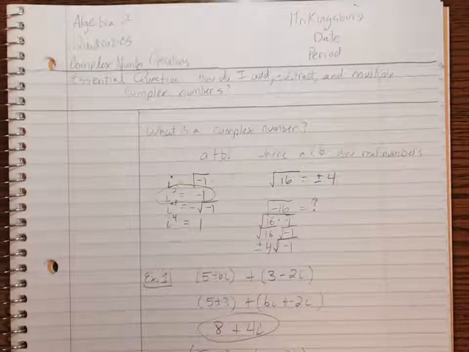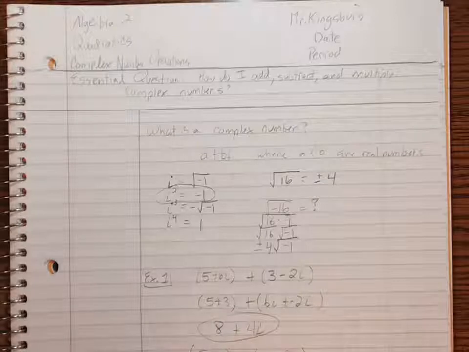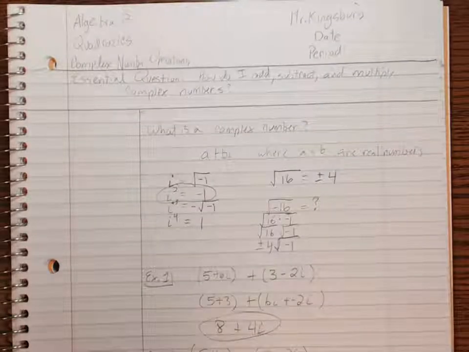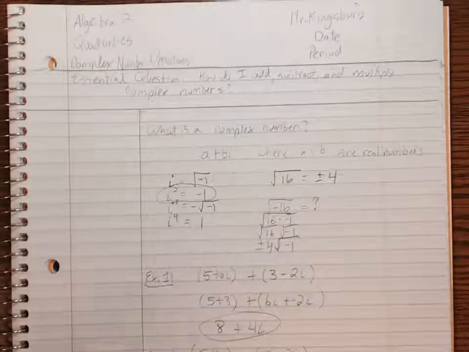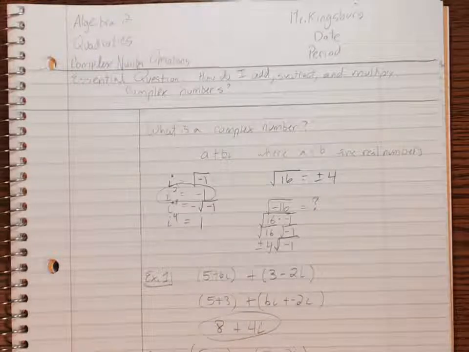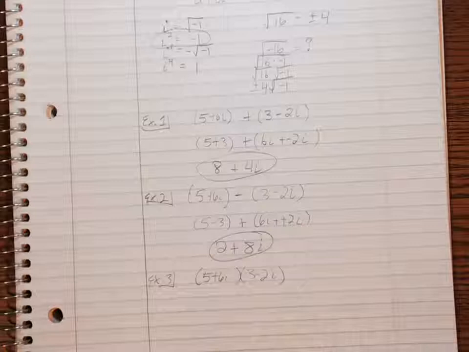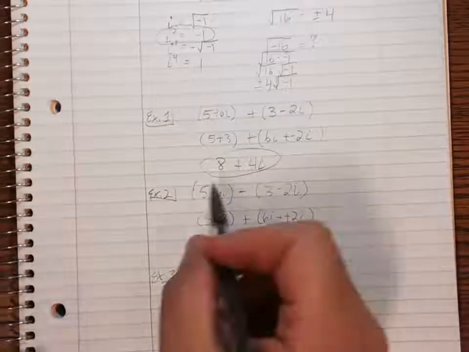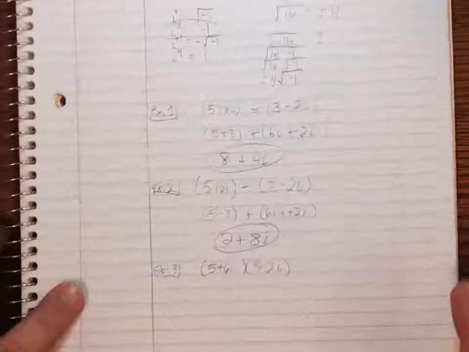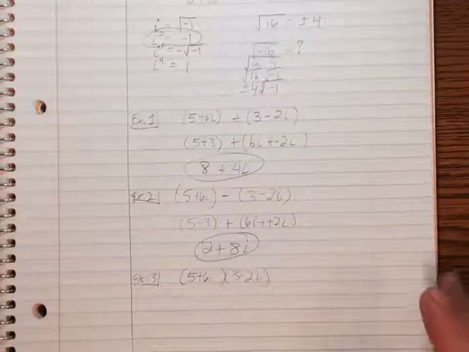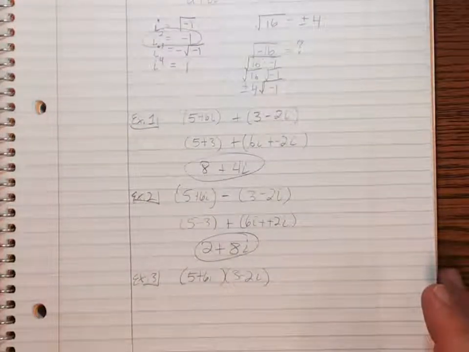What if I wanted to multiply 5 plus 6i and 3 minus 2i? And the answer is, I just realized that you can't see what I just wrote. Sorry about that. There it is. There's my subtraction problem. Should have paid attention to what I was doing. I'm really sorry. Got it all figured out now, though.